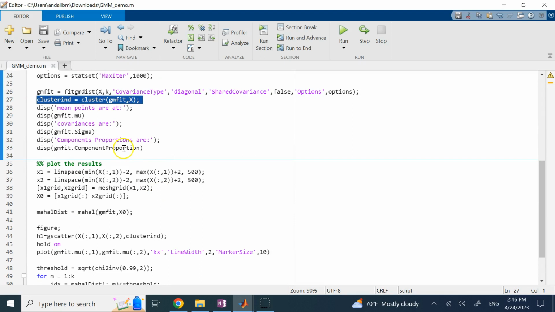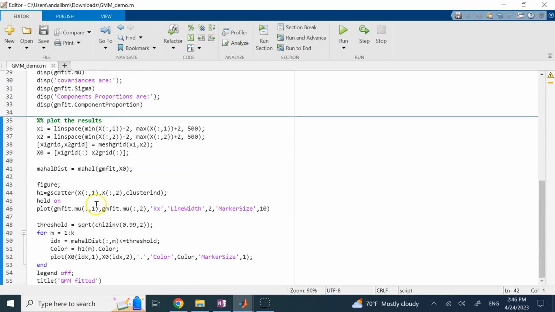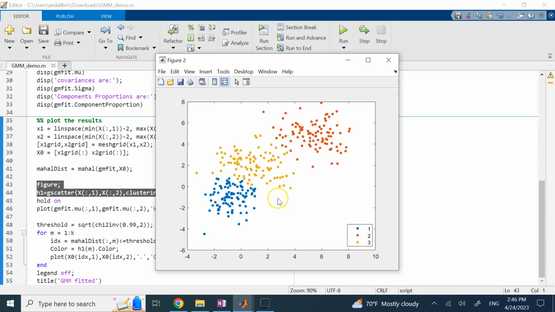And why do I need it? I need it for my gscatter function, which I showed you in one of my previous videos. So here you pass your x data to it and the cluster index. What does it do? It creates a scatter plot, but with different colors. Each class will get a different color, right? So if I go ahead and just show you this part only, you can see that I have a scatter plot with 3 different colors, right? This is cluster 1, this is cluster 2, this is cluster 3.